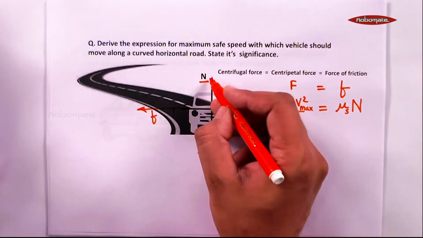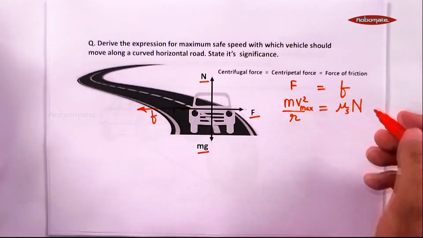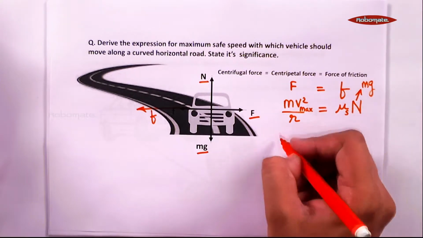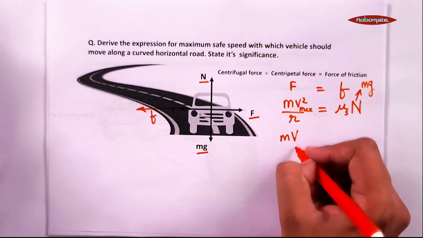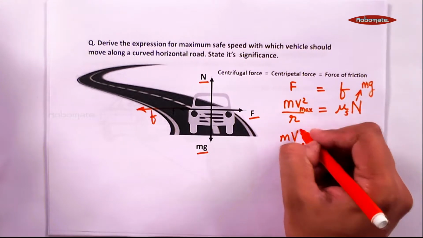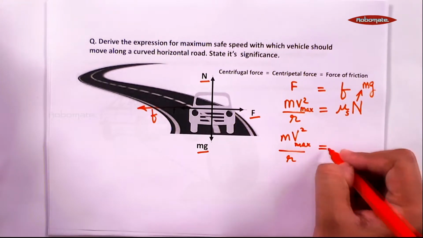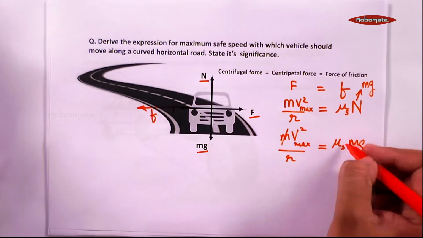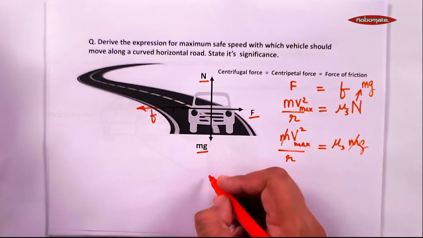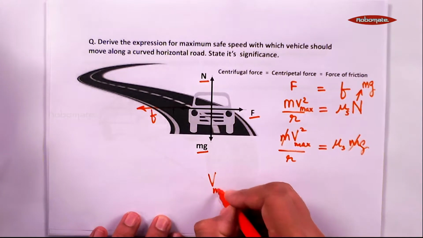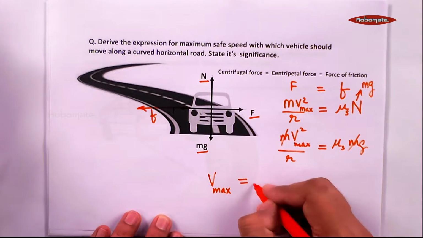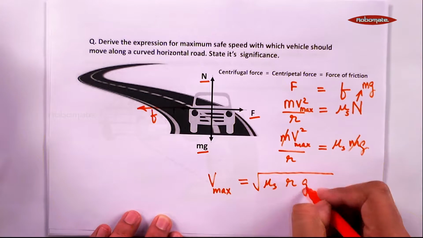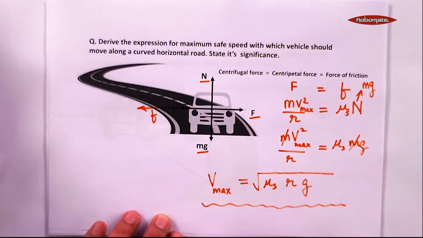Now, you can see that the vertical forces are also balancing each other. So, obviously, for normal reaction, I can write mg. So, if I write mg, what do I get? m Vmax square upon r is equal to mu s into mg. In this case, mass cancels on both sides. If I just rearrange this and take Vmax on one side and take a square root, I get Vmax is equal to root of mu s into r into g, which is your final expression.